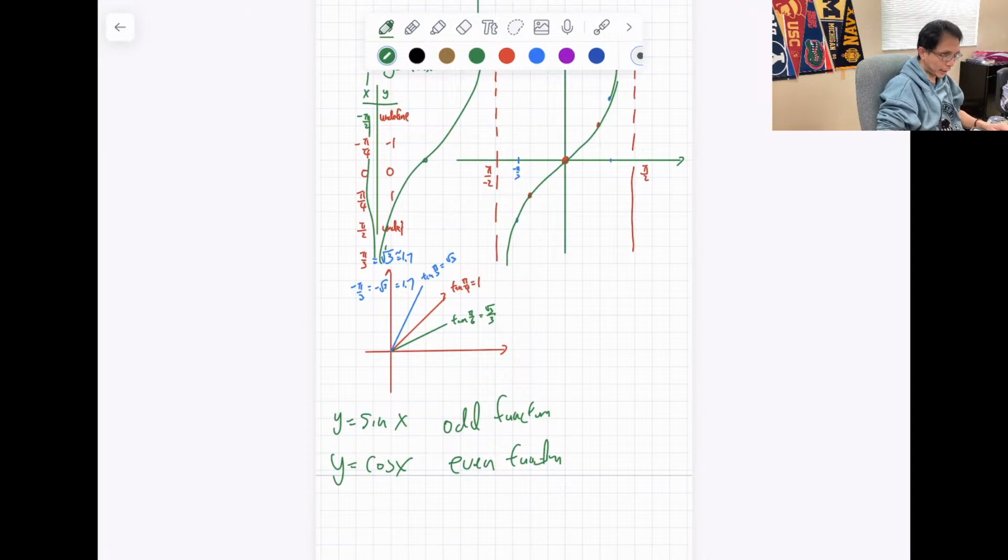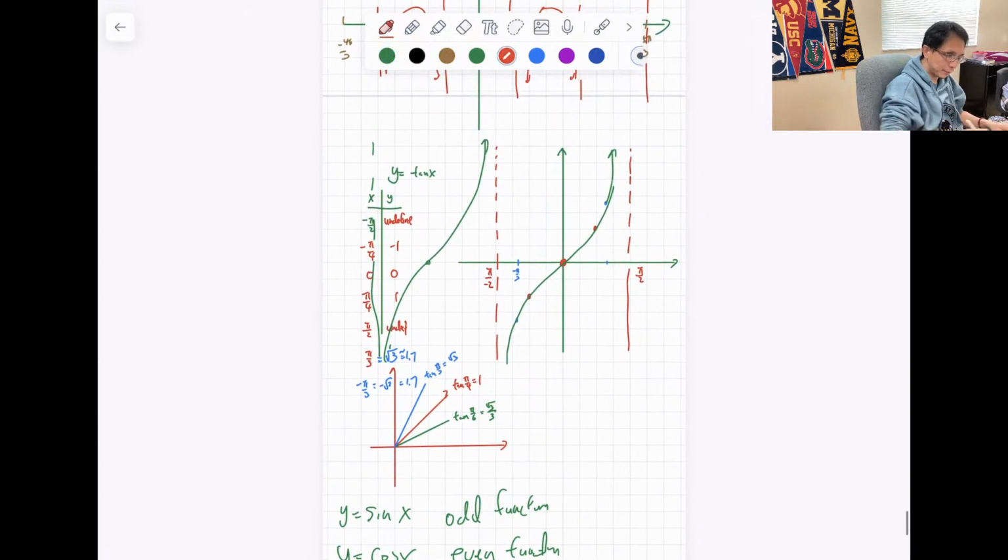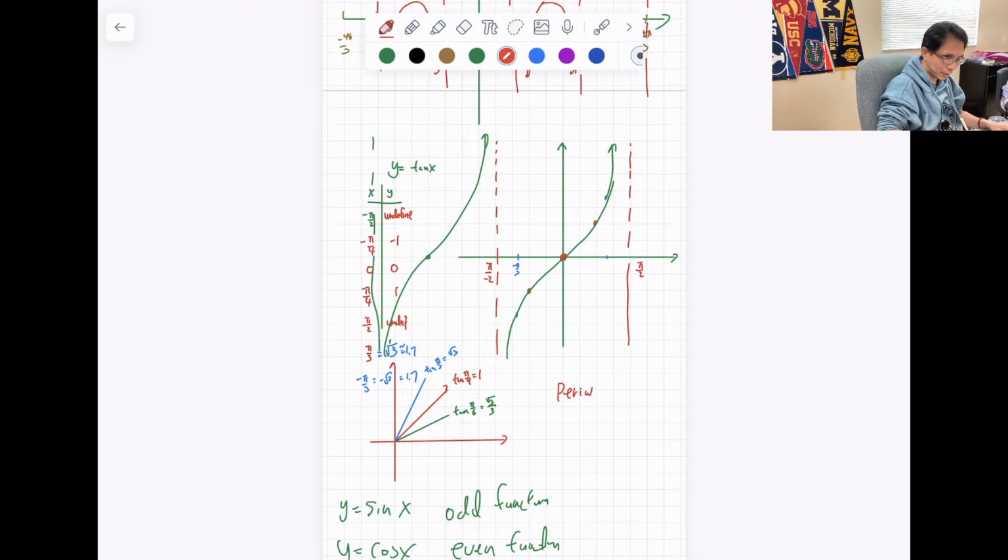Now, only one more thing: y equals tangent. Are they even or odd? By looking at the graph, they are odd. Thank you. But not only that, you can say it's from here to here. Now, what else do I need to know about the tangent graph? Really important: the period for the tangent graph is very important. Instead of 2 pi over b, here it's only pi over b. That's it, pi over b.